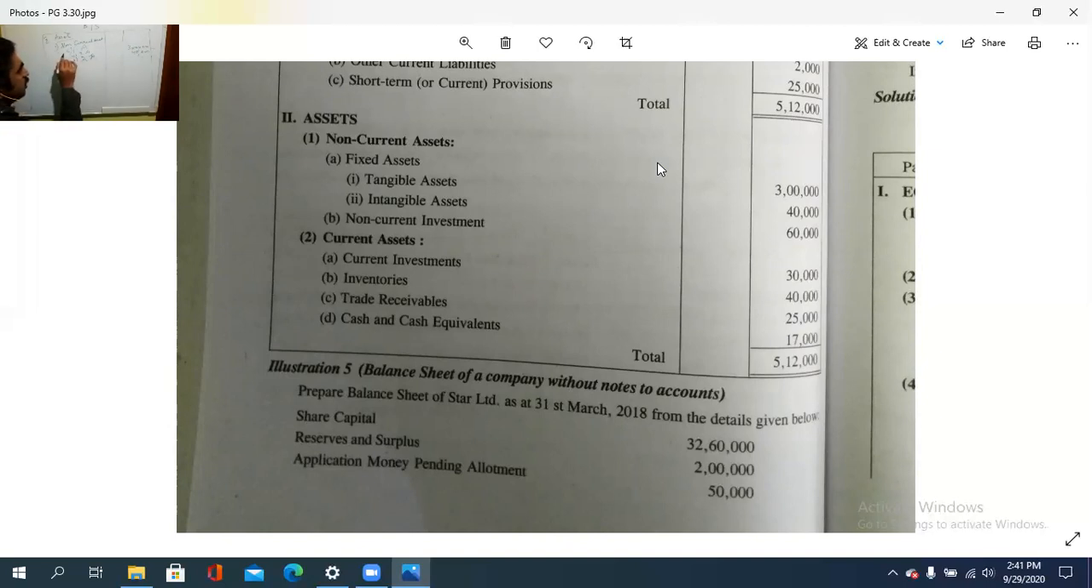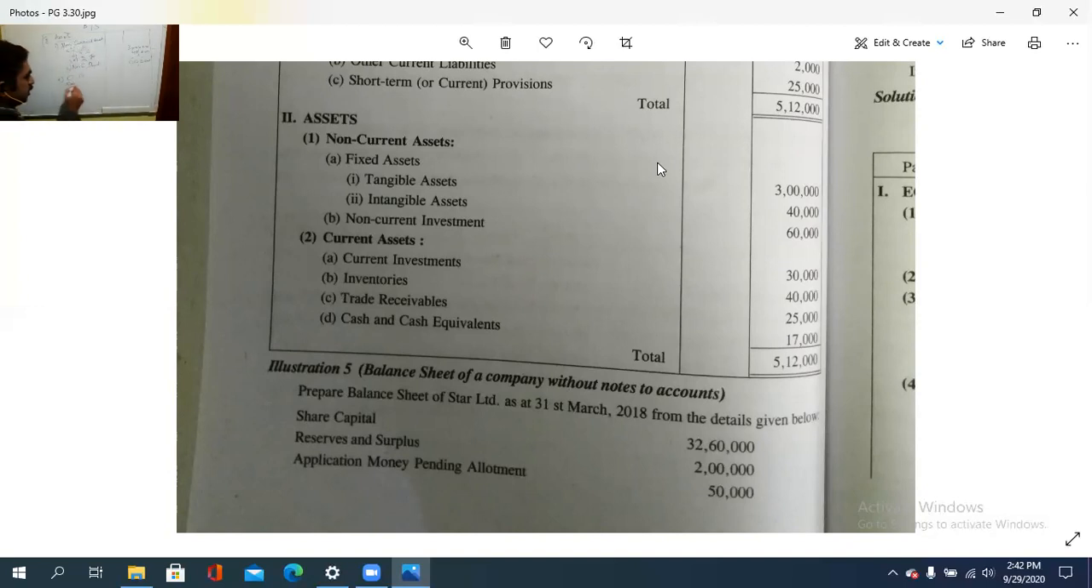Under that, A is fixed asset, isn't it? B is, what is that? Non-current investment. Non-current investment 60,000, that is also given in the question. That is directly from the question, we are putting it here, without notes to accounts. Because it is directly given in the question, we are taking from there and putting it. Then this is the non-current asset. Then number 2 is current asset, like debtors, inventory, stock, okay.